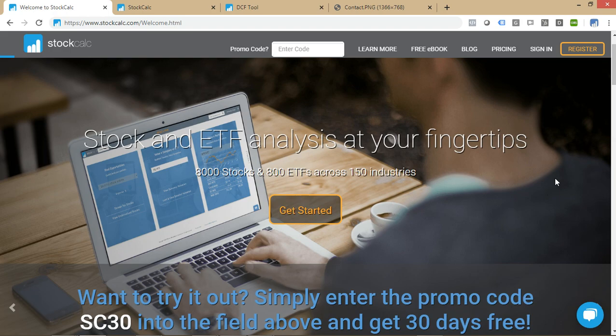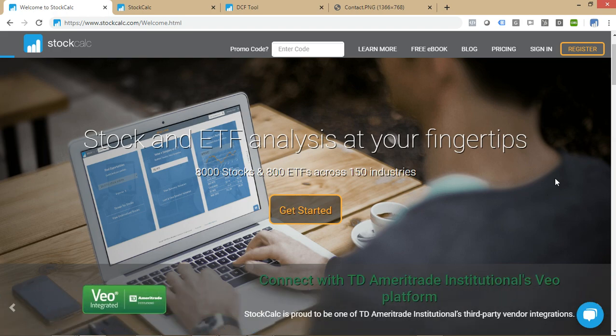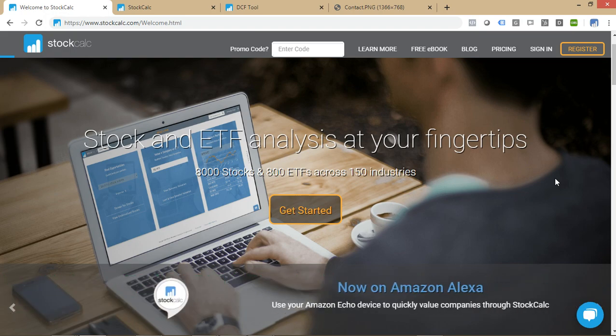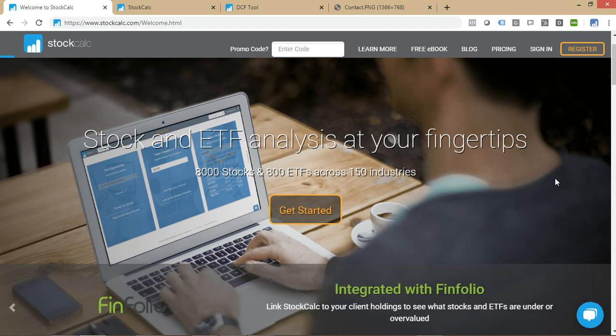If you teach finance, StockCalc is a new platform that will help your students understand fundamental analysis. StockCalc contains standard models, including discounted cash flows, comparables, and adjusted book values, and the data on 8,000 North American stocks.